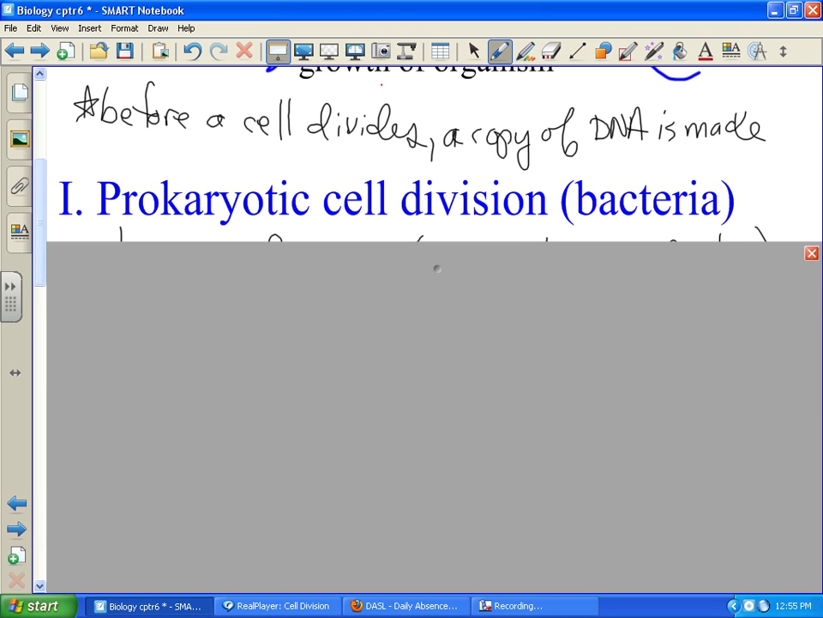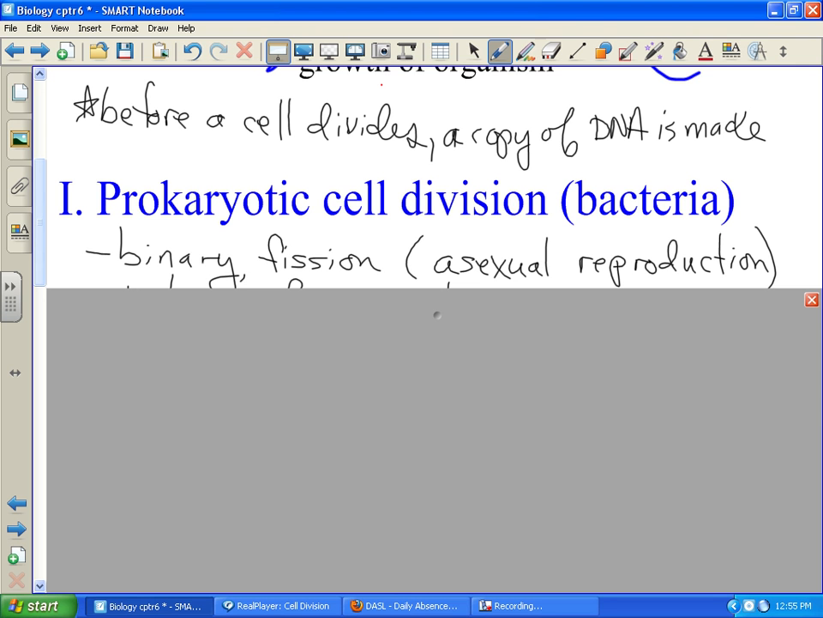Only bacteria. The way they do this is something called binary fission, and the name gives you some clues. Binary. Bi. Oh, that's two. Okay, so binary is two. Fission means to split. It's the opposite of fusion. So fission, I'm splitting into two cells. Now this is for bacteria, because they're only one cell big.